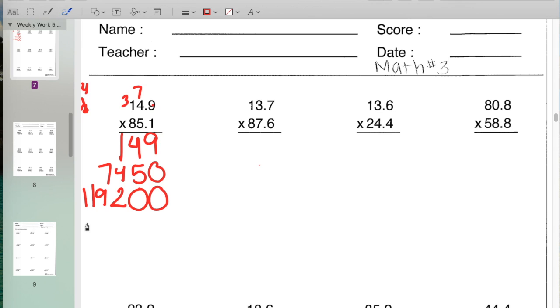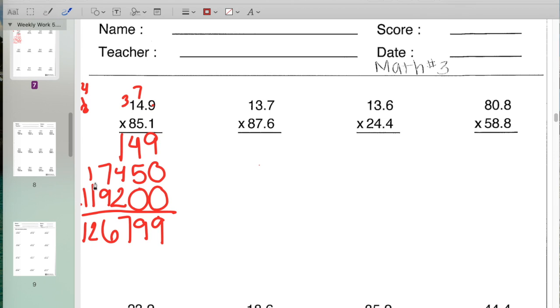Now we can just do like normal, add everything up here. So 9 plus 0 is 9. 4 plus 5 is 9. 9 plus 7 is 16. So put our 6 down here, carry the 1. 1 plus 1 is 2. And 0 plus 1 is 1.